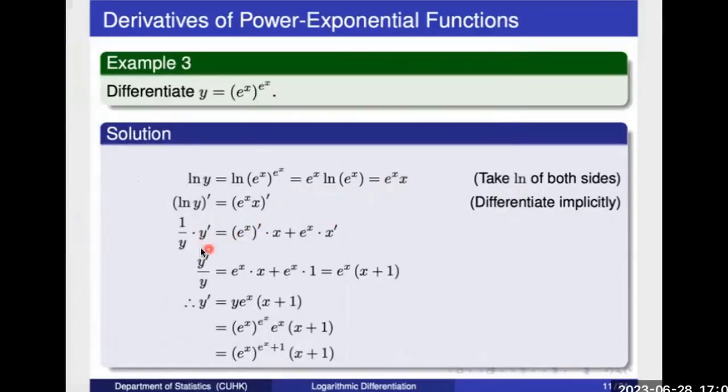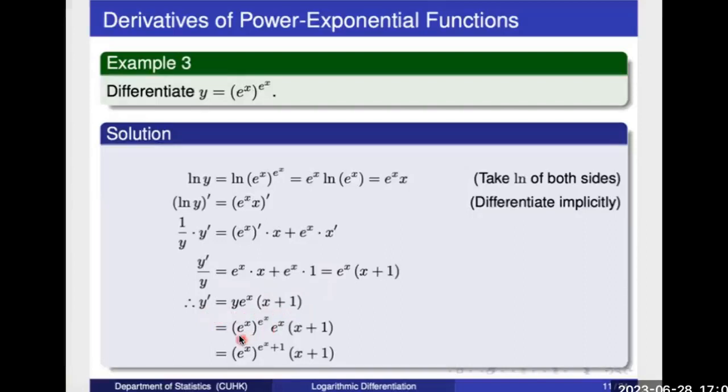Apply the product rule to get 1 divided by y times y prime equals the derivative of e to the power of x times x plus e to the power of x times x prime. Simplify to get y prime divided by y equals e to the power of x times x plus e to the power of x. Multiply both sides by y to get y prime equals y times e to the power of x times x plus 1.